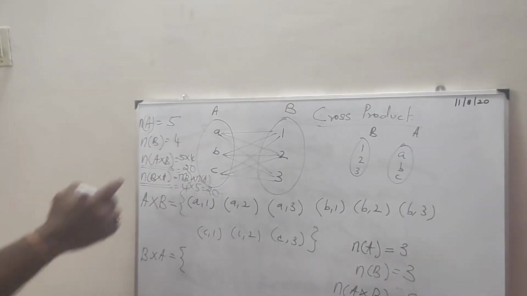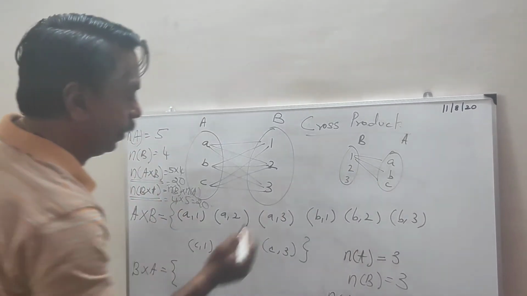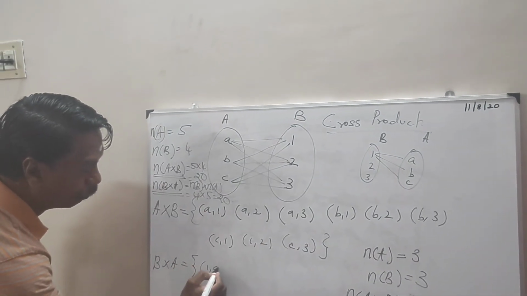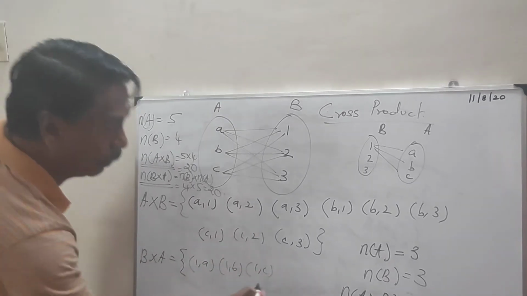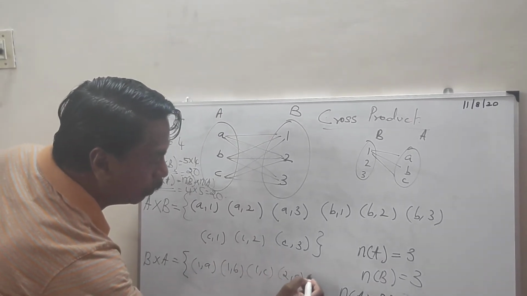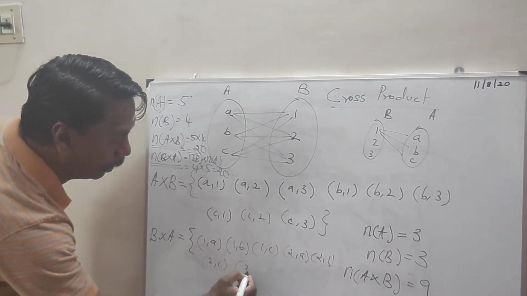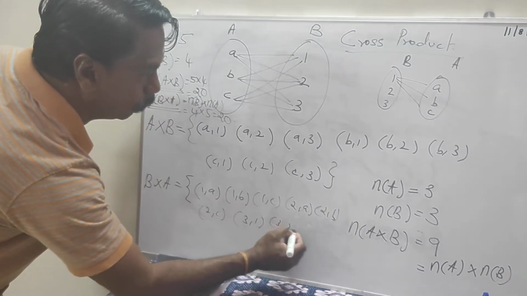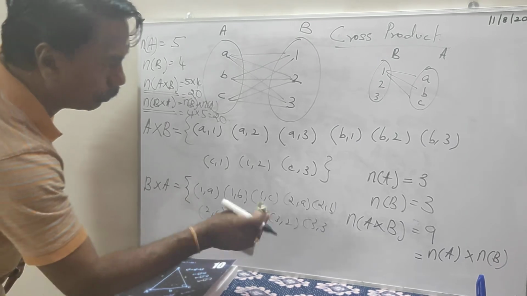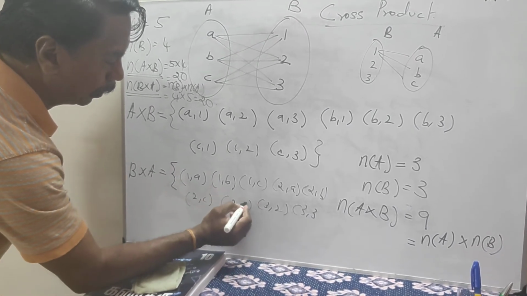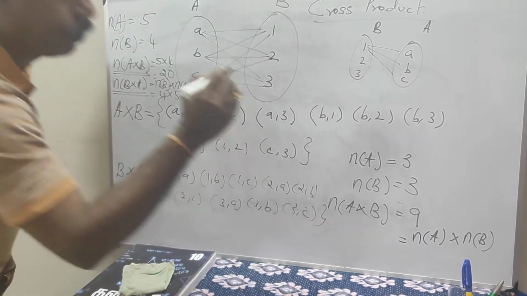Now what is B cross A? 1 A, 1 B, 1 C. So B cross A is 1 comma A, 1 comma B, 1 comma C. Then 2 comma A, 2 comma B, 2 comma C. Then 3 comma A, 3 comma B and 3 comma C.